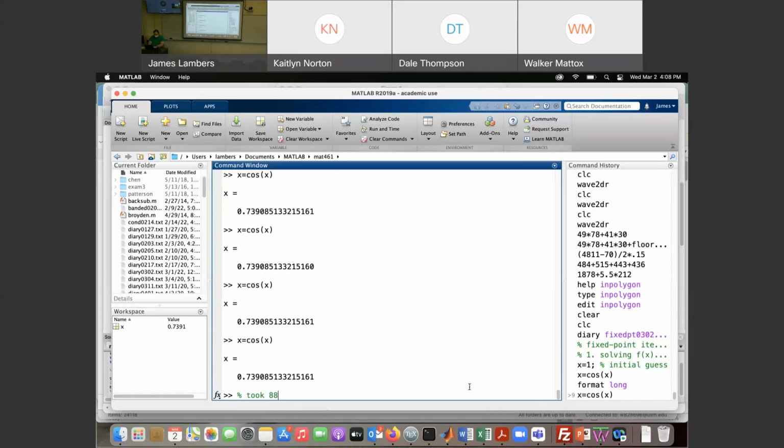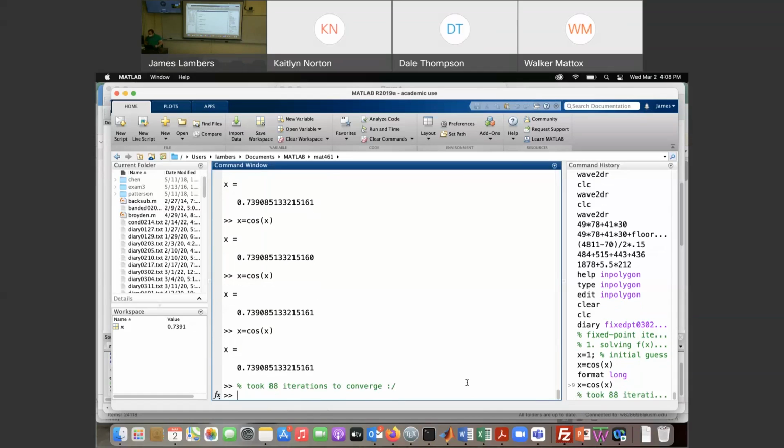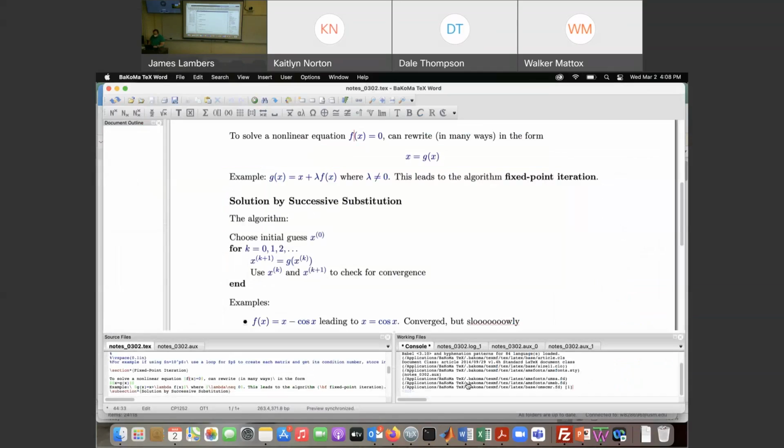Okay. Now, a little bit later on, I'll be able to explain why the convergence was so slow.